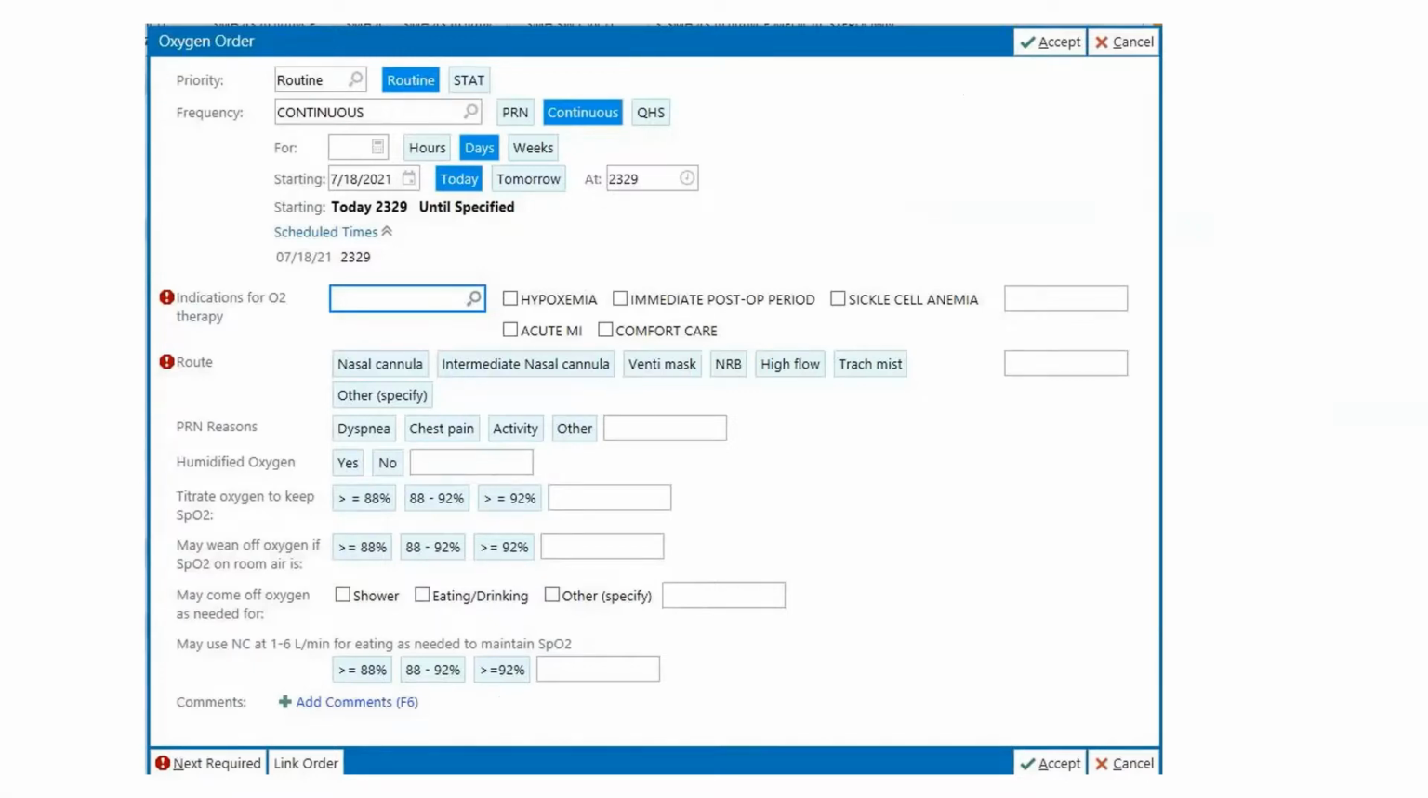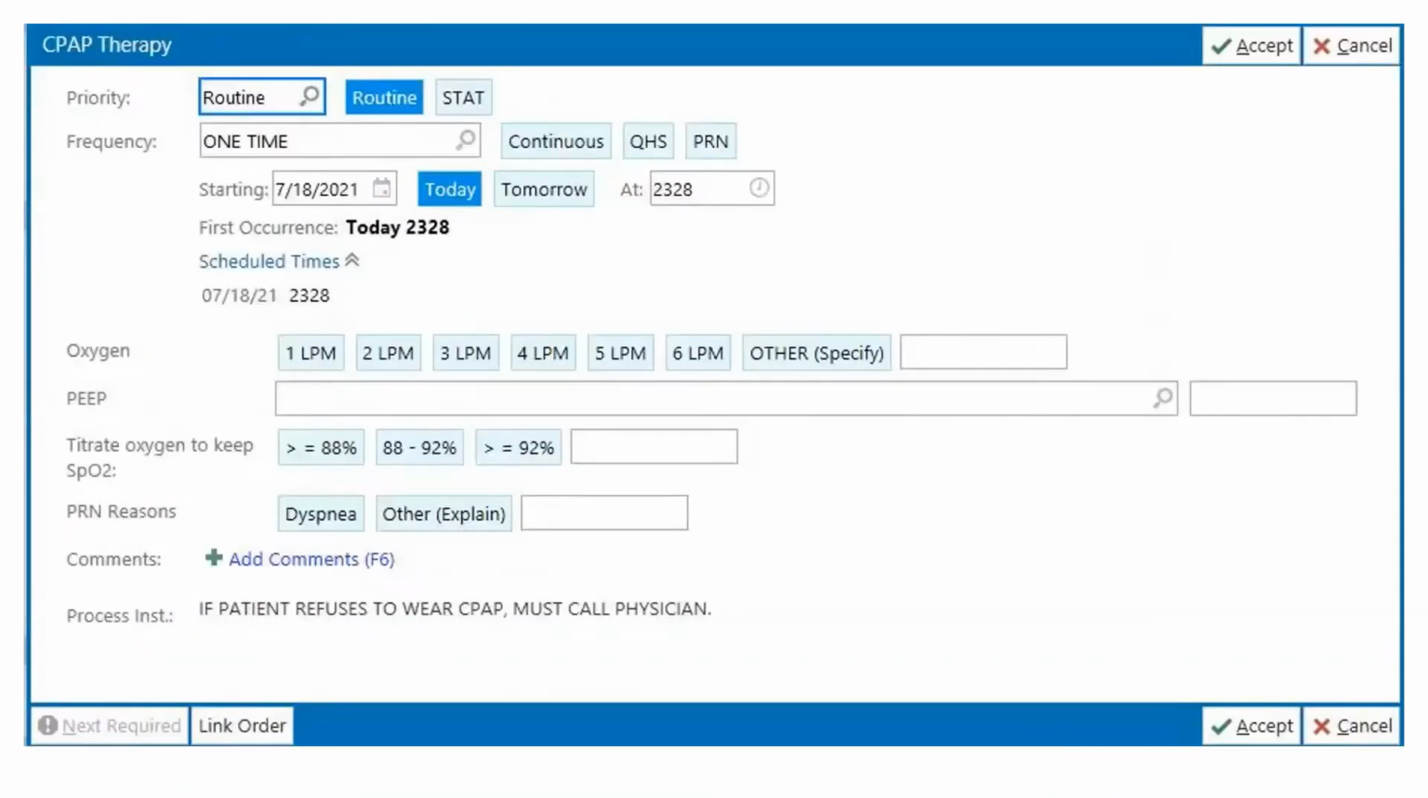You mention the reason, titrate oxygen to keep it above 88 or 88 to 92, and of course you know the indication for everything. This is the general oxygen order. This is the CPAP order, and the most important thing is the PEEP. You can titrate up 5 to 20. You should also not go as high as 20 because there is risk of insufflation of the stomach and risk of aspiration. The sphincter has a pressure of 20 to 23, so you shouldn't go up to that, to avoid the risk of insufflation and aspiration.